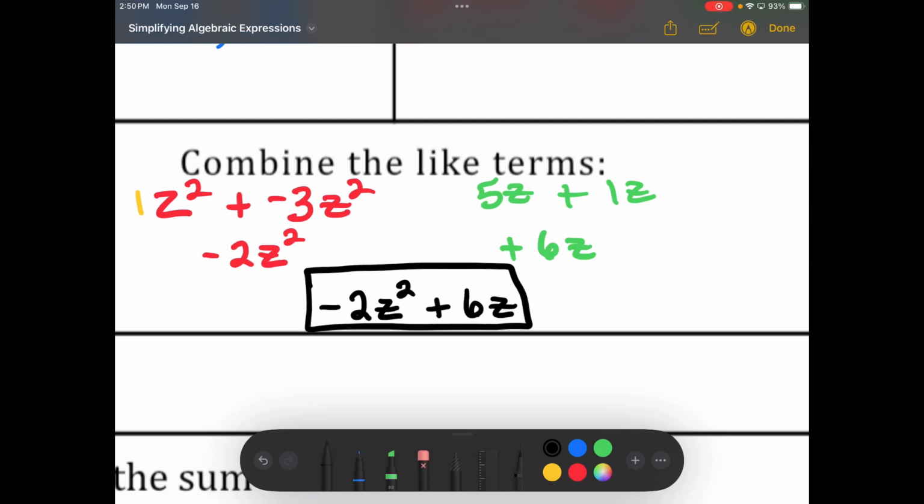And I cannot add these two together. Why not? One has the exponent squared and the other one does not. You cannot add them together. It doesn't matter that they have just the same variable. They have to have the same variable and exponent. Yes, sir.